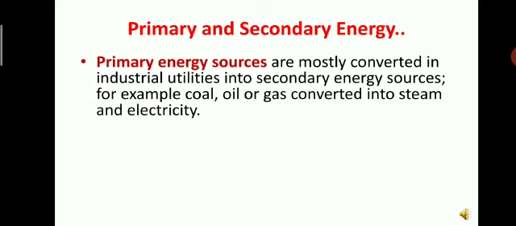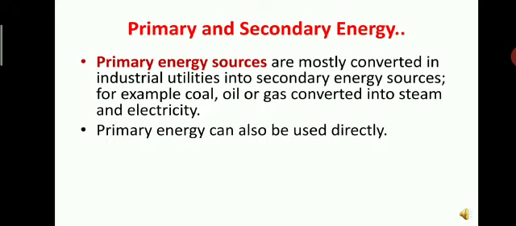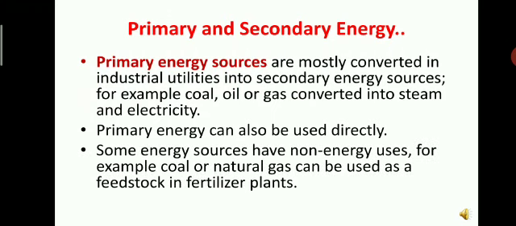Similarly, oil or gas can be used for heating the water, and from that we will get the steam, and from the steam we get the electricity by using an electric generator. Primary energy can also be used directly. Some energy sources have non-energy use. For example, coal or natural gas can be used as a feedstock in fertilizer plants. So this is a non-energy use of coal and natural gas.